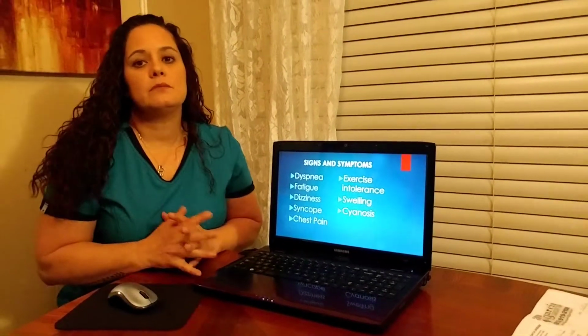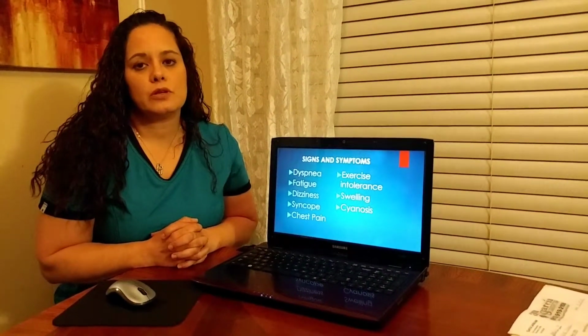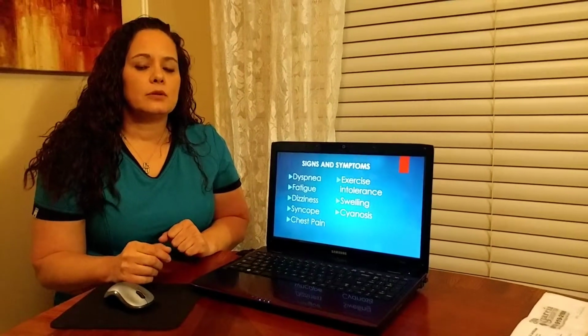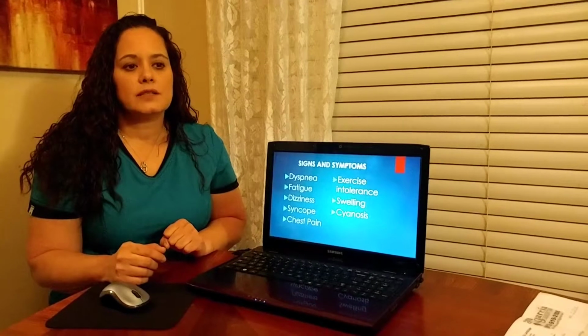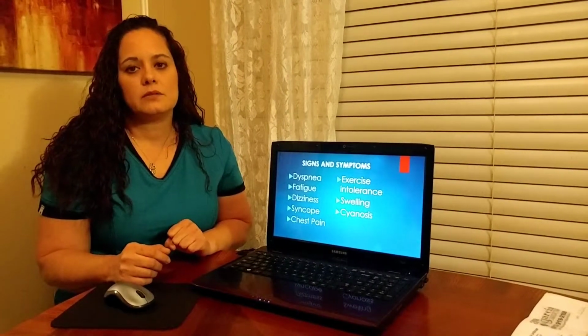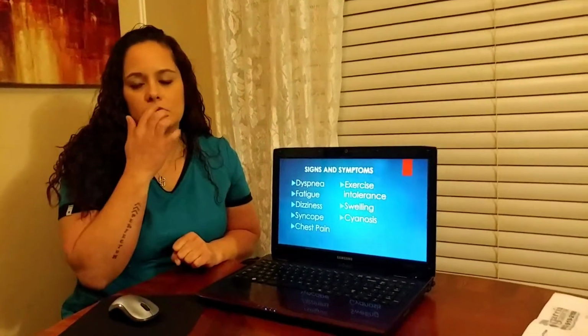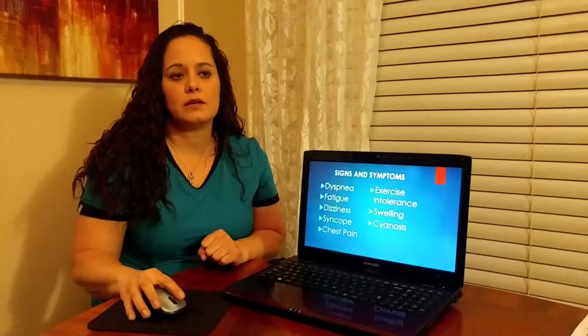Some signs and symptoms of pulmonary hypertension include shortness of breath at rest and exertion, fatigue, dizziness, syncopal or fainting episodes, chest pain, exercise intolerance, swelling to the ankles, legs, abdomen, and face, and cyanosis, especially around the lips, and that's going to be due to the lack of oxygen.